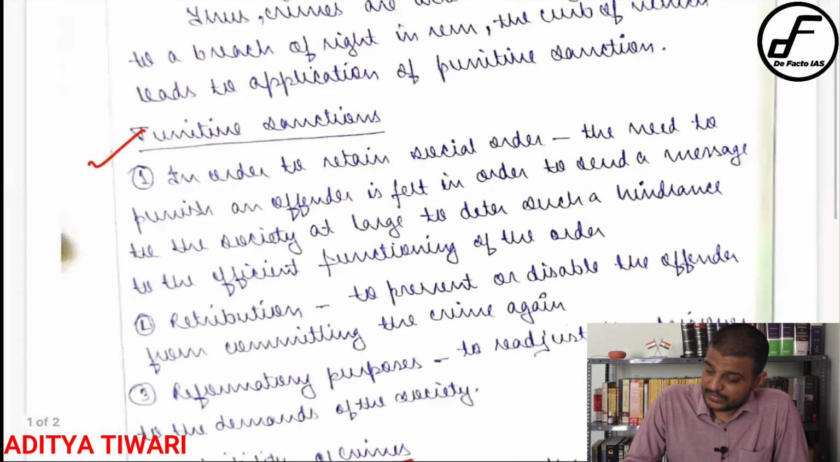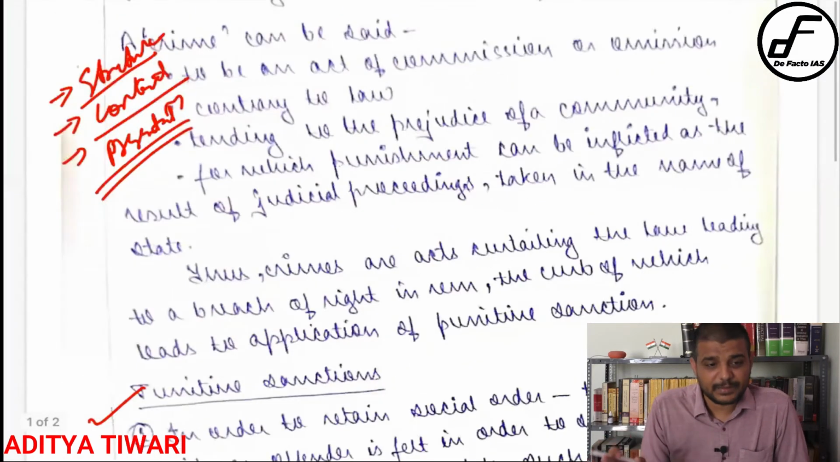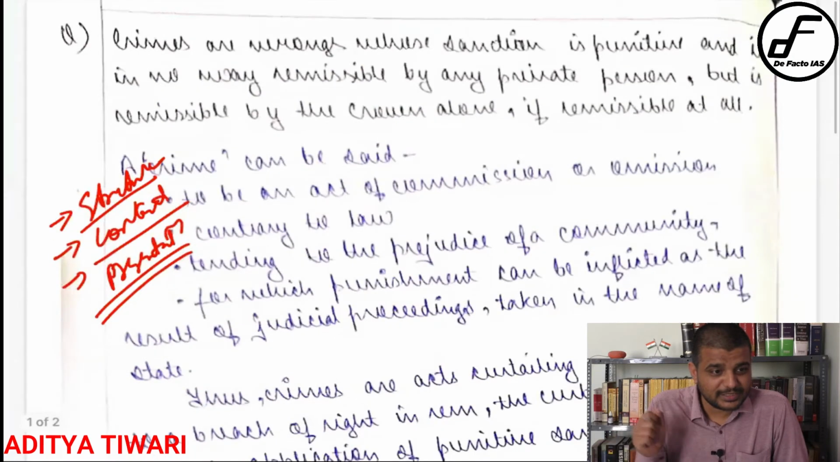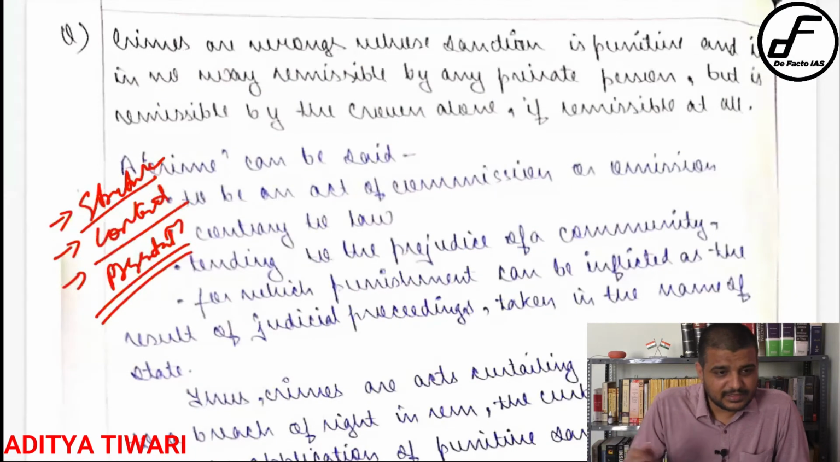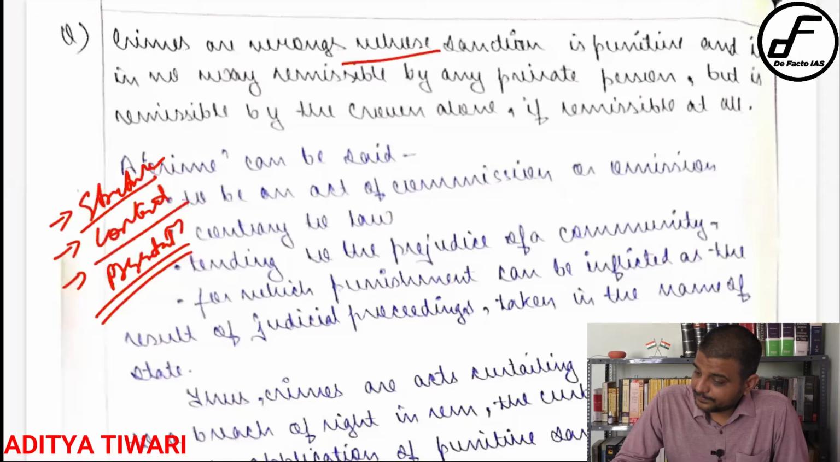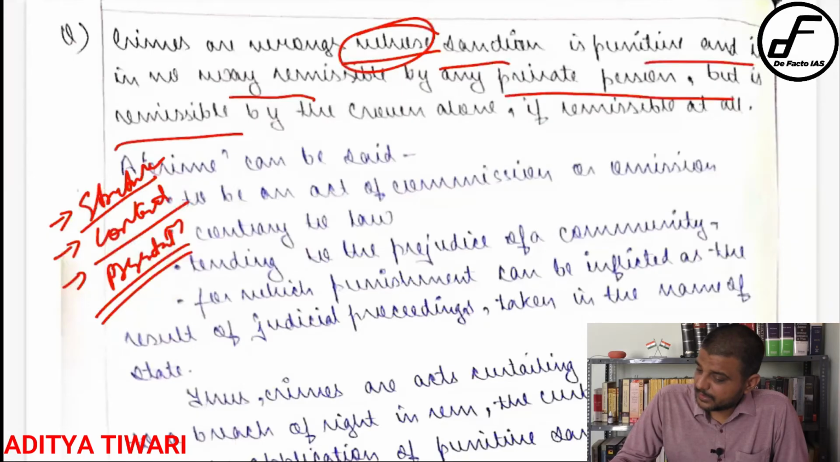Now look at this answer. Structure seems to be fine, but presentation is very bad. I am in fact unable to read the question itself. Discuss the various, what is this? Sanctions punitive and in no way remissible by any private person, but is remissible by the crown alone if remissible at all.